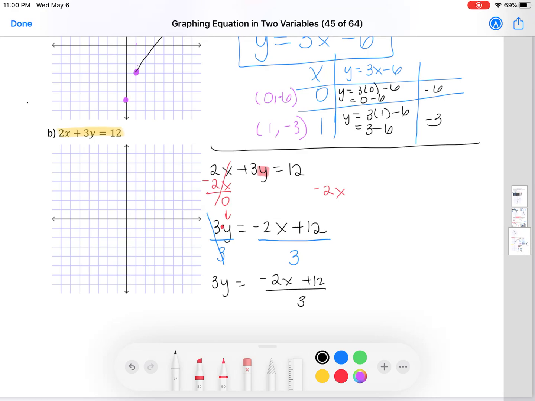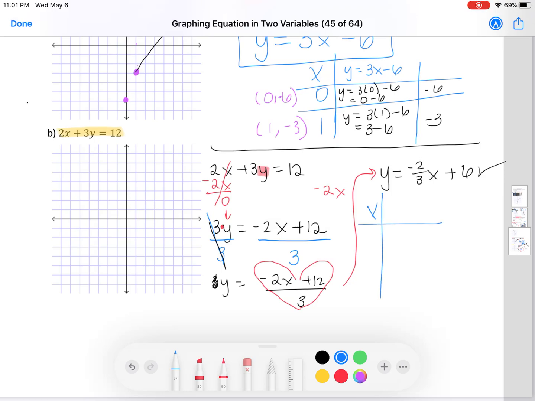Now this 3 is dividing both terms in the numerator. It's dividing the negative 2x, and it's dividing the 12. Yes, I drew a heart. I drew a heart to show you that it's dividing each term in the numerator separately. So let's write it as divided by 3 separately for each one. Ooh, that 3 was gone, right? We divided it out here. So that we have y is equal to negative 2 over 3x plus 12 over 3. 12 divided by 3 is 6. Okay, this gives us an equation we can work with.